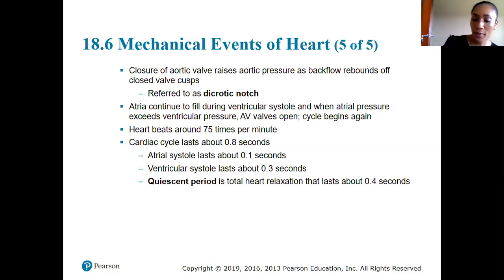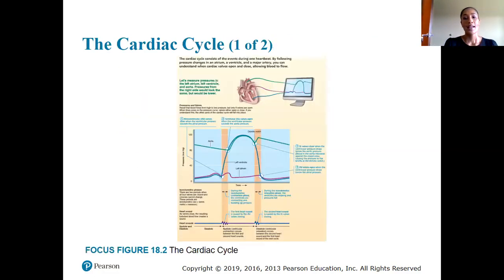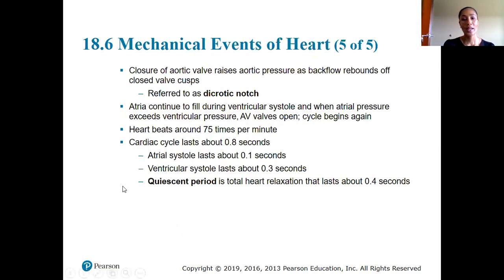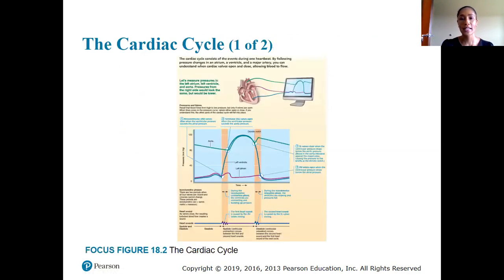So there's a very short period of time when the entire heart is not contracting and it's totally relaxed. And that's what we're calling that quiescent period, where the entire heart is in a relaxation phase. There's no beating of the heart. All valves are closed. That's what we're referring to when we're talking about this particular period.